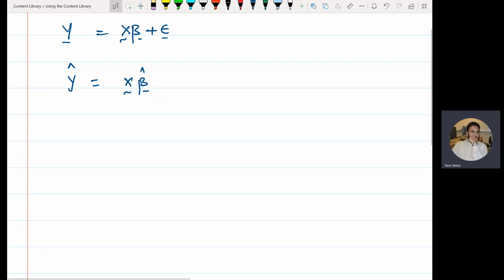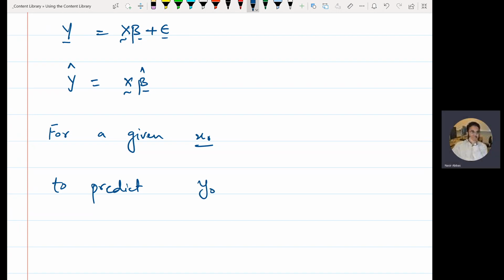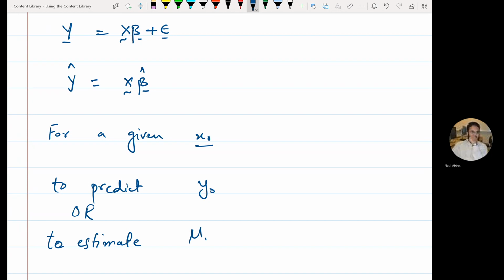Purpose number one is, for a given X naught, I can ask you to predict Y naught, or to estimate mu of Y given X naught. These are the two purposes for which we use the model for simple linear regression. These will be the two purposes we use the model for the case of multiple regression.